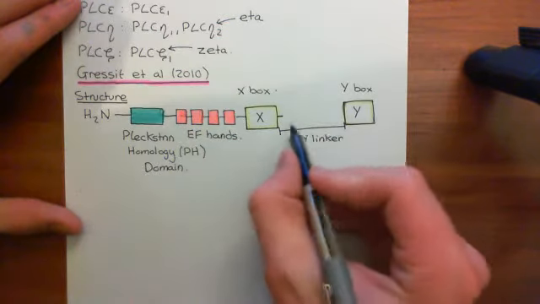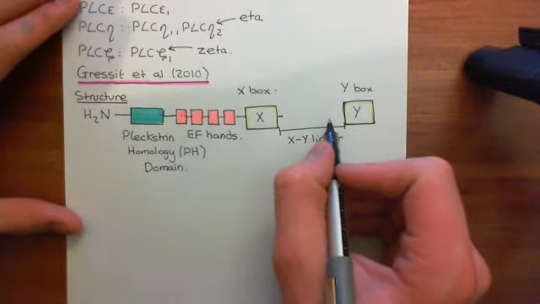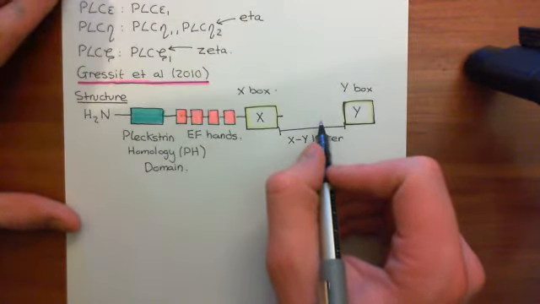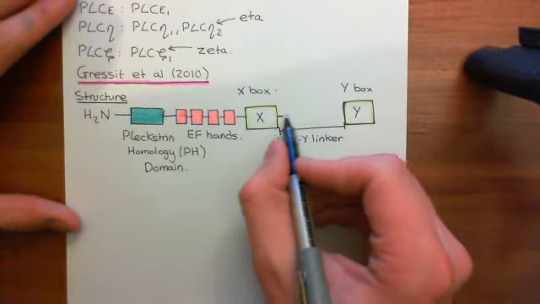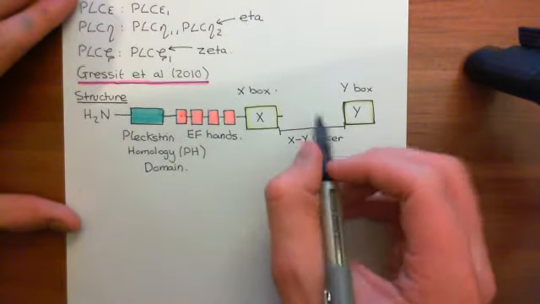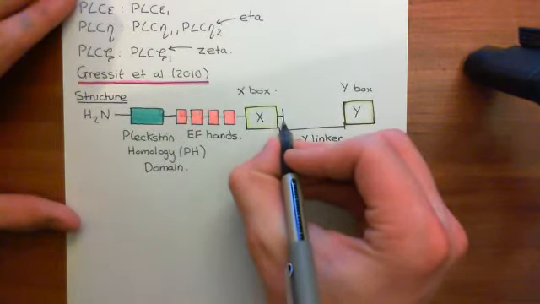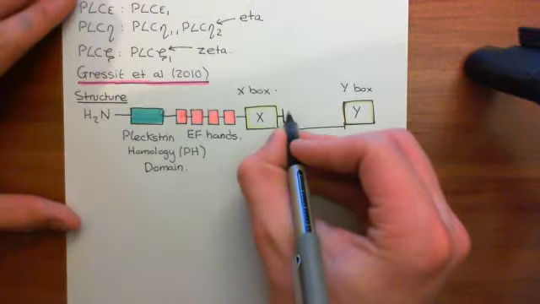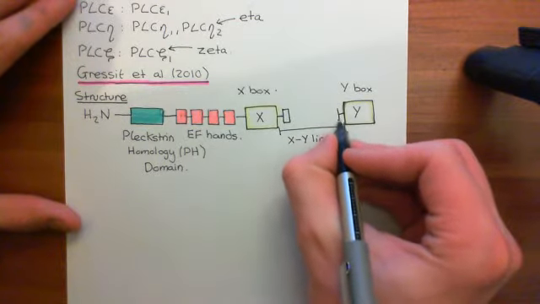Now, what's different about the phospholipase C gamma enzymes compared to, for instance, the phospholipase C delta or beta phospholipase C enzymes is they have an absolutely massive XY linker. Okay, and they have some really interesting and important domains within this XY linker. So firstly, they have a split pleckstrin homology domain.